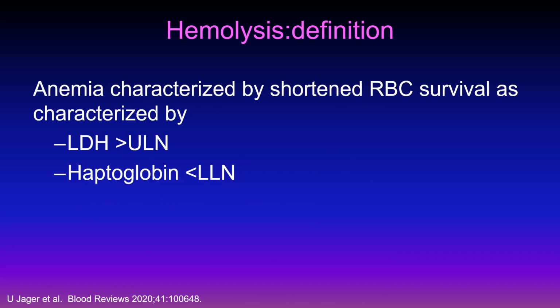So in general, and this is going to be the set of 3 definitions I'll give you, hemolysis from all causes by definition is anemia with a shortened red cell survival, and this is diagnosed in general by an LDH which is greater than the upper limit of normal, meaning an increased LDH, and a haptoglobin which is below the lower limit of normal, meaning it's depressed. So these are the 2 findings, the 2 characteristics which are commonly used to define whether someone is hemolyzing or not. They're not perfect tests, but they're commonly used.